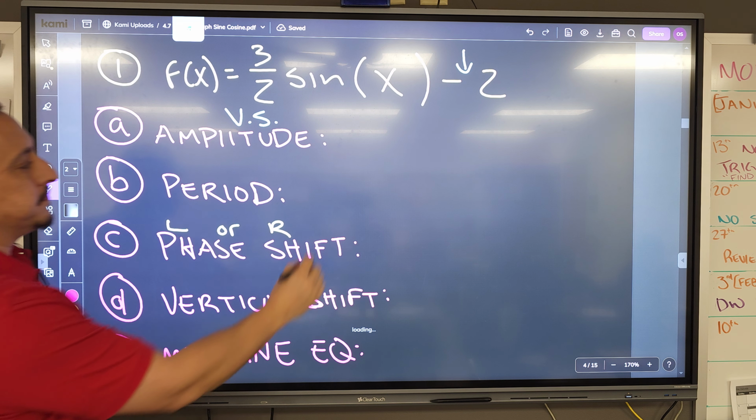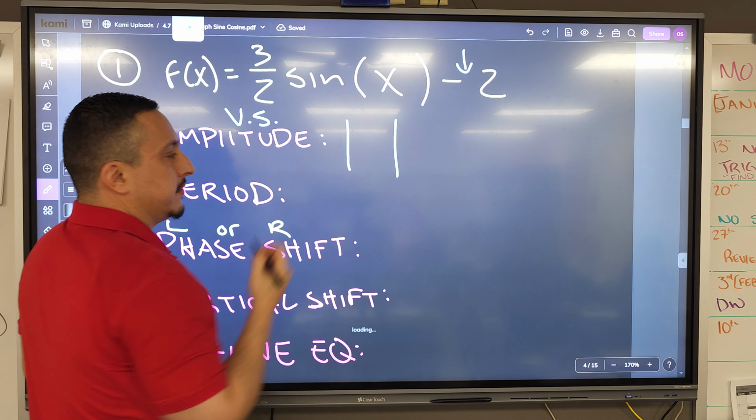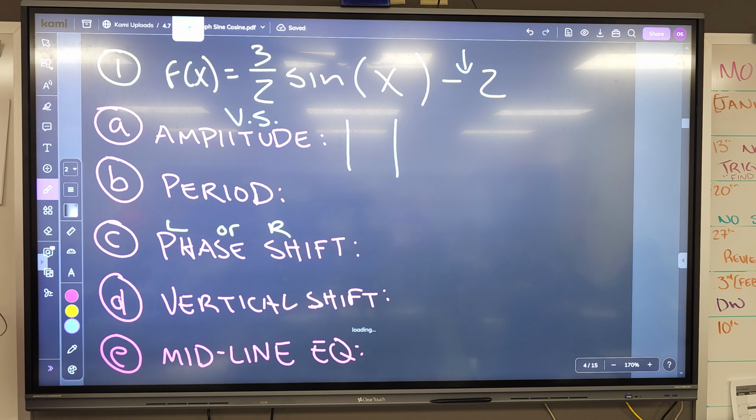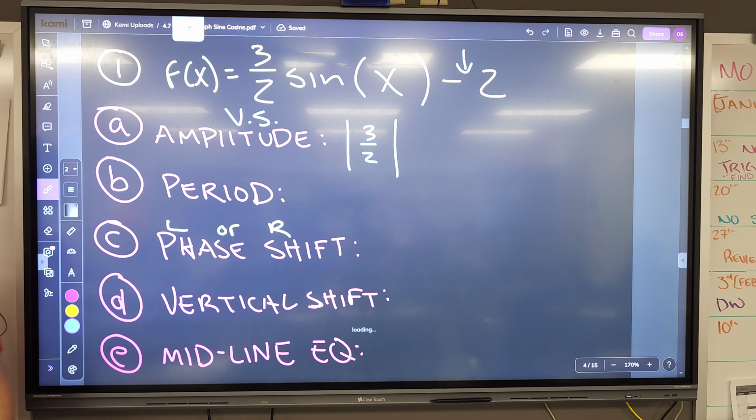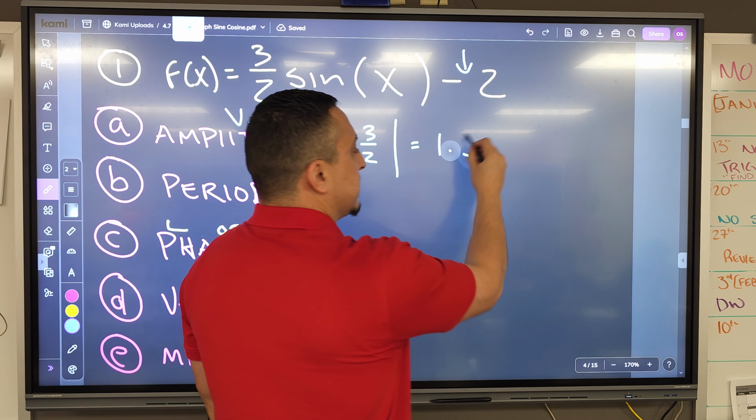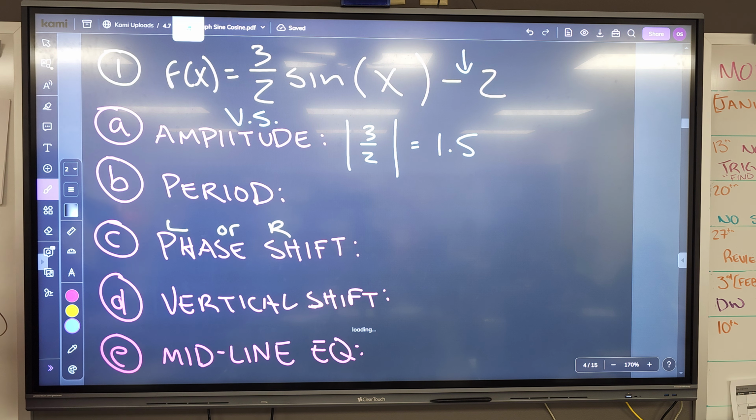Okay, amplitude. All you do is the absolute value of the A. The A is the 3/2. What is the absolute value of 3/2? 1.5. So when I give you the mini quiz on Canvas on Monday, you know you can't type in fractions, so you'll have to convert them to decimals. So just divide the numbers.